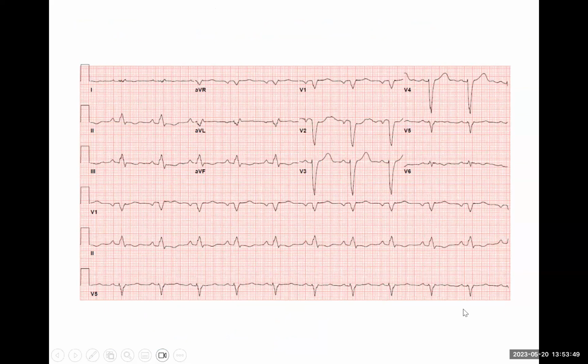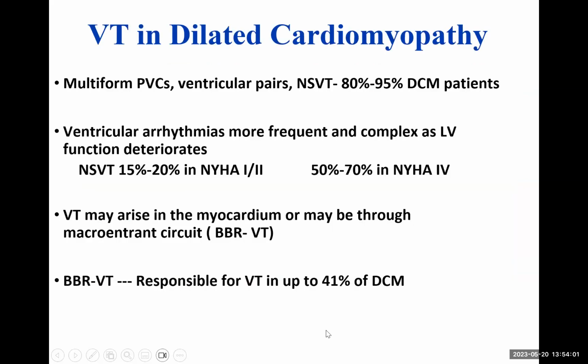This is the baseline ECG for the same patient. She has sinus rhythm with actually IVCD more than left bundle, because if you look at V5, V6, it is not the RSR pattern, so it is different from the tachycardia.